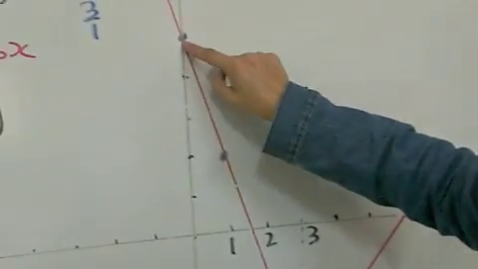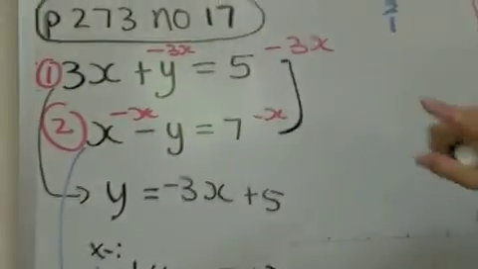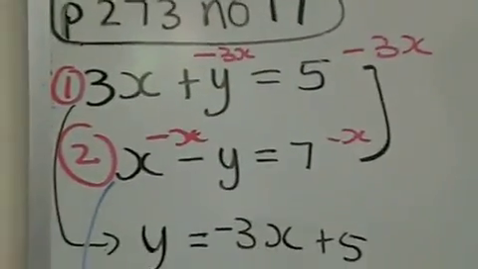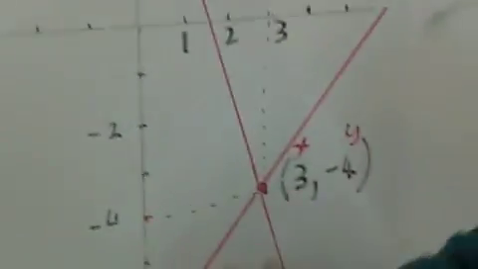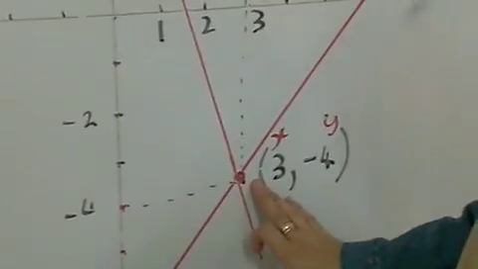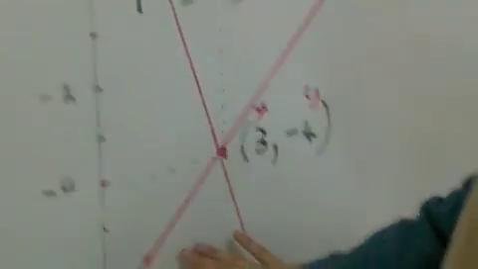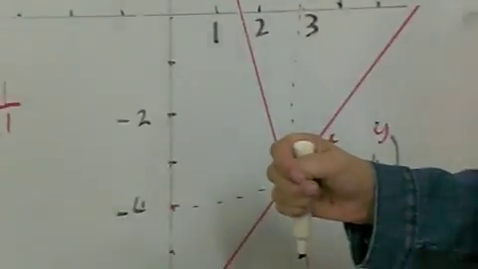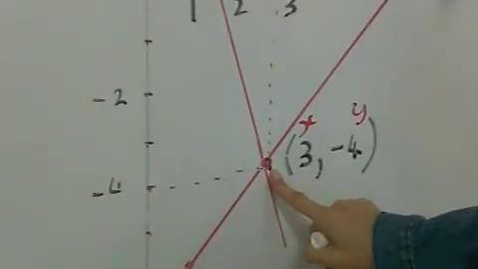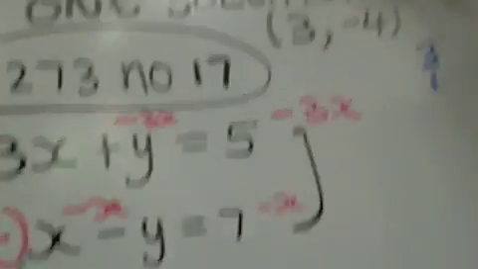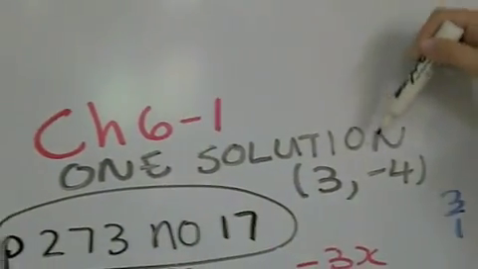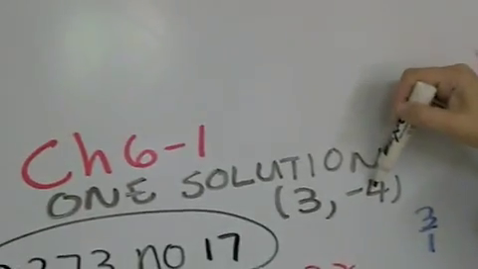I can pick a point there and plug it into both equations, and it will not make the second equation true. I can pick a point on this line, and any point on this line other than there would be a solution for the other equation, but not for the first one. So this is the only point that is a solution for both equations. Okay, and that brings us to the end. This is an example with one solution. The solution is 3 and minus 4.